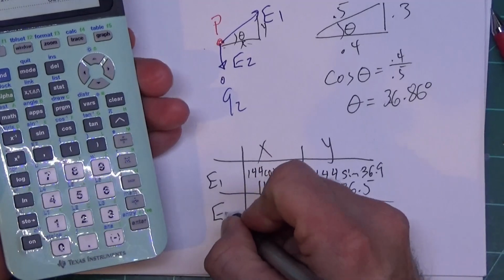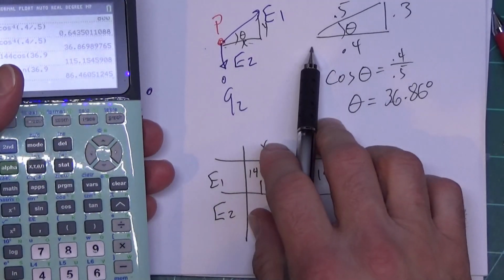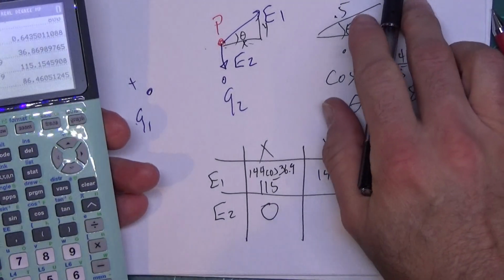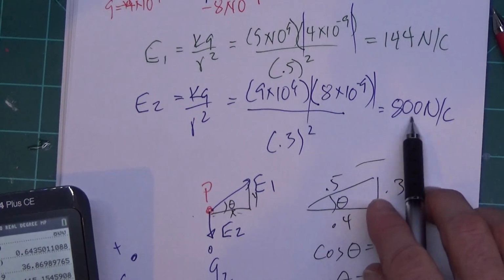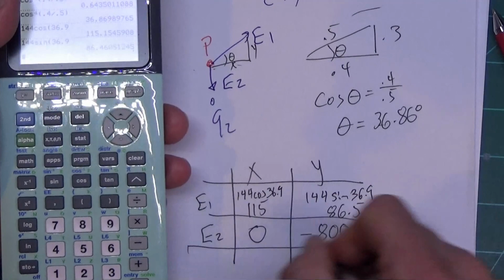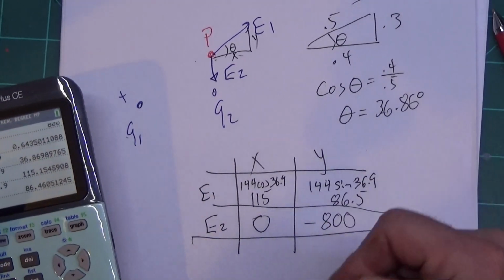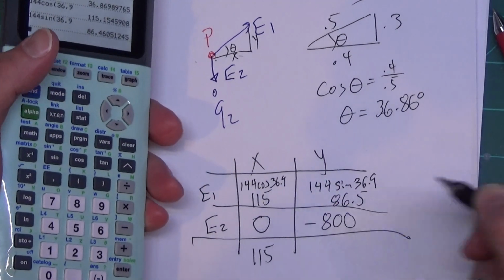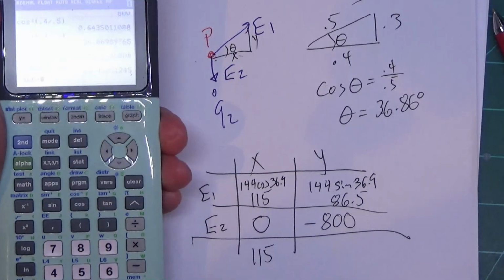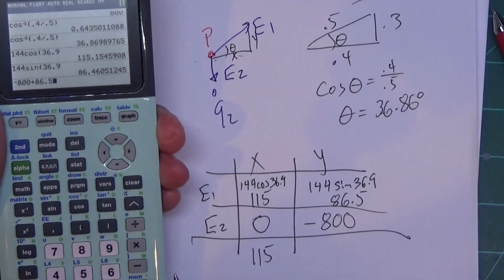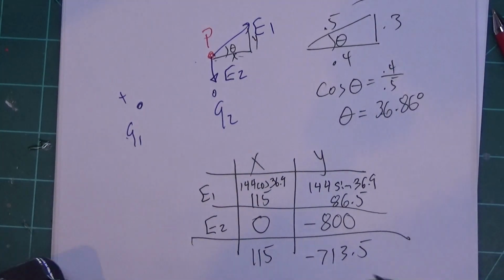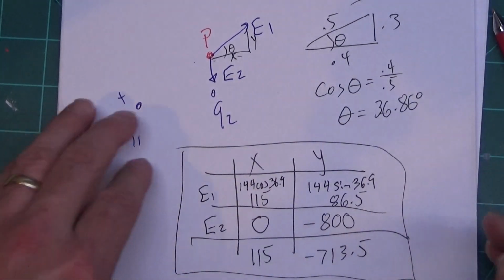86.5. Now E2, he's very simple because he's only in the negative y direction. So his x component is 0, and all this 800 newtons per coulomb, which is up here, is in the negative y direction, so negative 800 here. To get my answer, we just add down the columns, so this would be 115. And over here we have negative 800 plus 86.5, and that comes out to negative 713.5. And there's our answer to the first part of this problem.